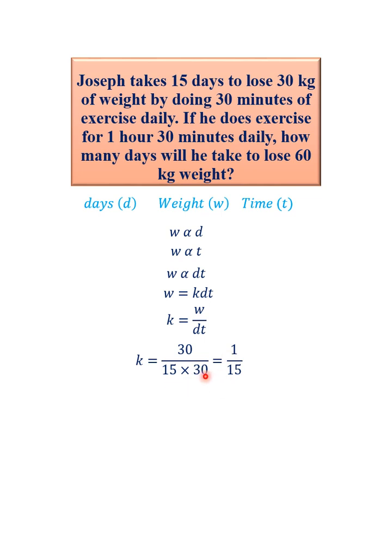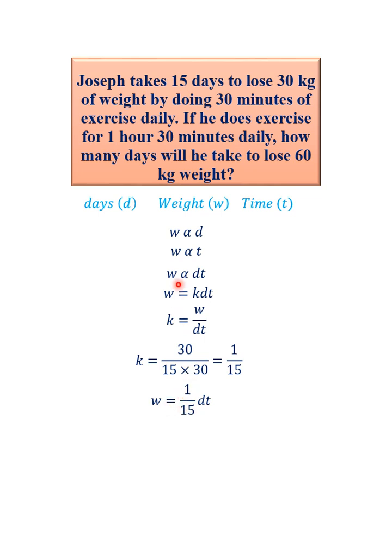So let's find the relationship between W, T, and D in terms of K. From this formula, W is equal to K times DT, where K is 1 over 15. So we are putting 1 over 15 in this formula. W is equal to 1 over 15 DT. This is the relationship between W, D, and T. Now that we've established the relationship, let us solve the problem.